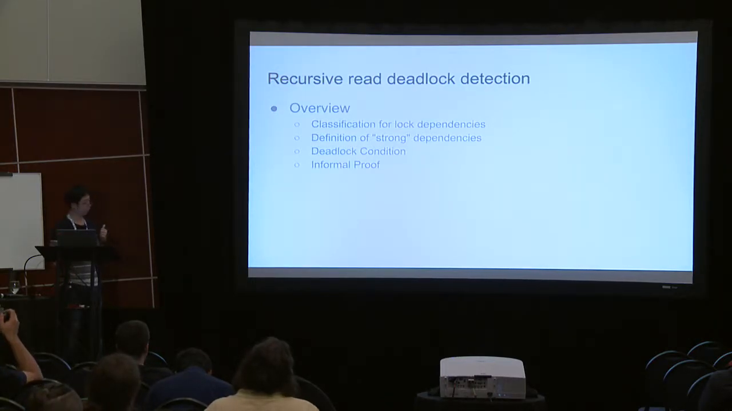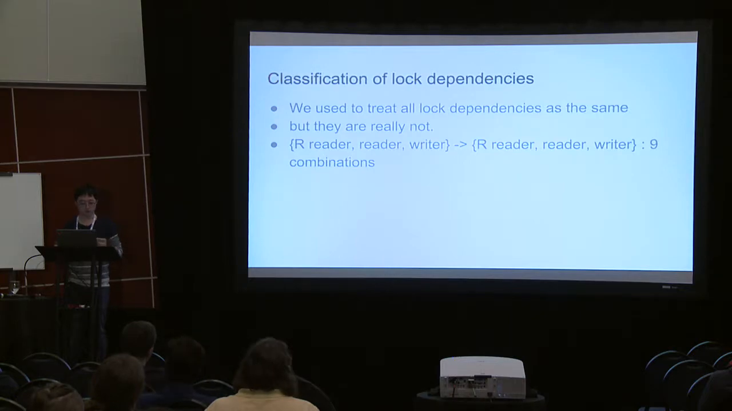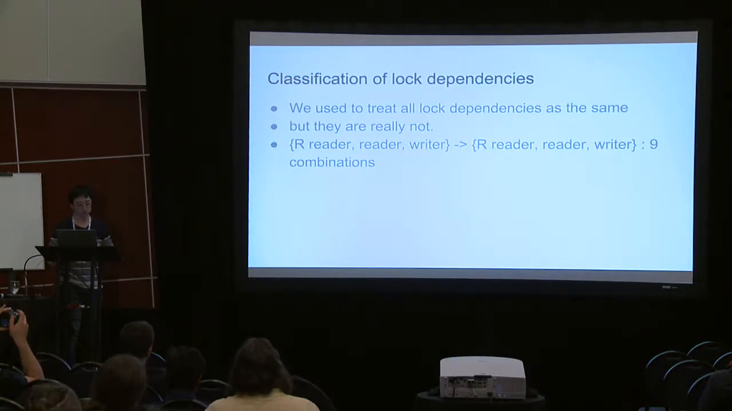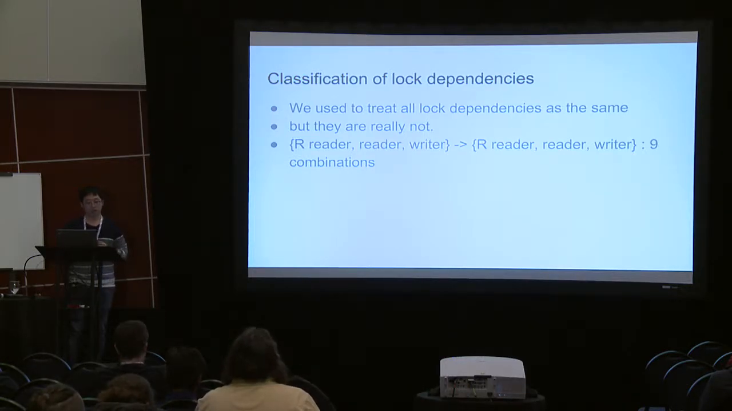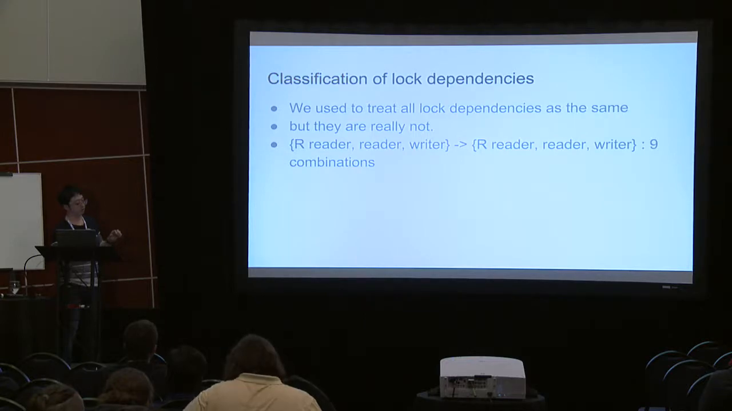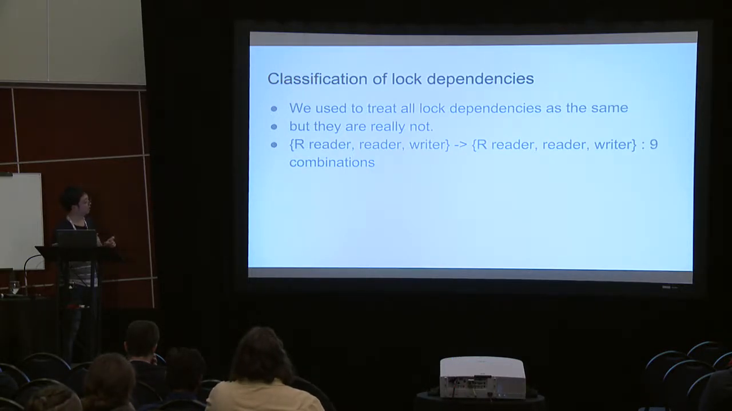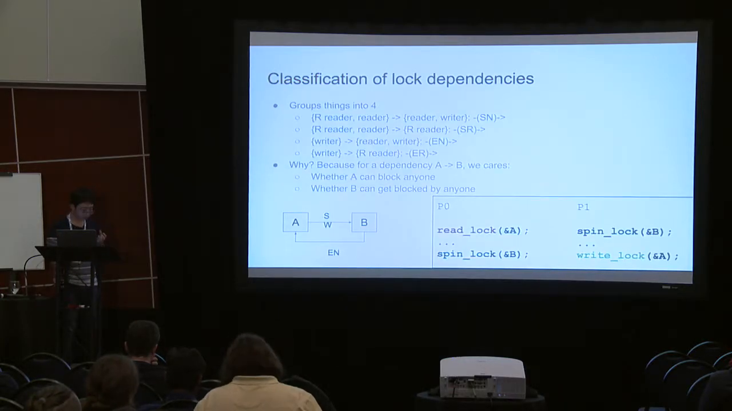Okay, so I'm going to give you a brief of the algorithm. First, I'm going to classify the dependency. Since we know that not all dependency circles mean deadlock, there must be some classification for that dependency. There are two parts of a lock dependency, the tail and the head. Depending on whether the tail is a recursive reader, a non-recursive reader, or a writer, there are nine combinations, and we can group them into four.